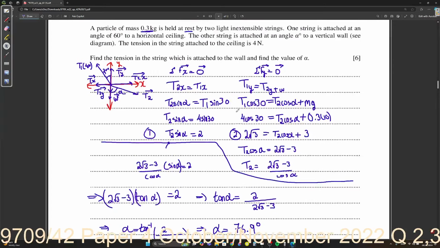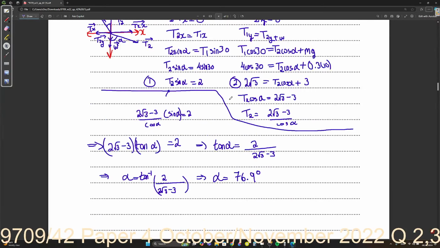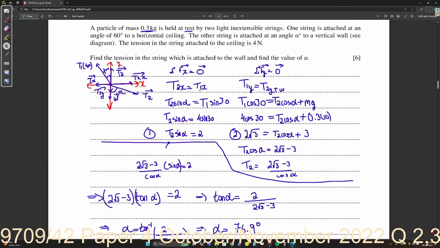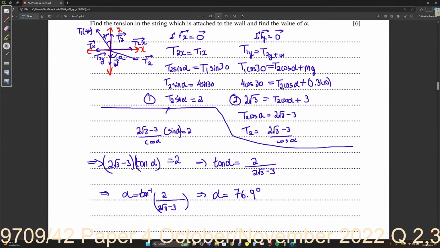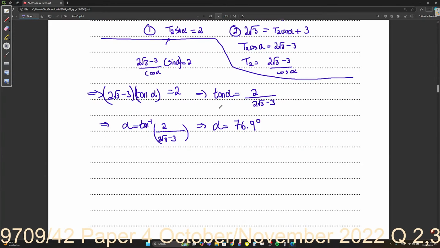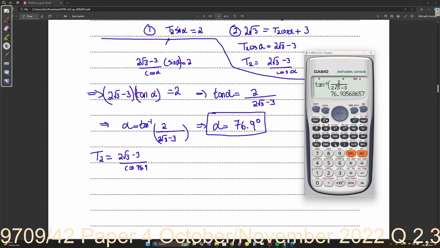What else did they ask? They asked for the tension in the string. So you need to find it, right? And we found an expression for the tension, which is equal to 2 root 3 minus 3 over cosine alpha. So I'm going to put this in my box. We're going to find the tension in the string, which we said was T2. It's 2 root 3 minus 3 over cosine alpha, which we said is 76.9. So we're going to do that over here: 2 root 3 minus 3 over cosine 76.9. I need to close the bracket. Okay, you get 2.0.